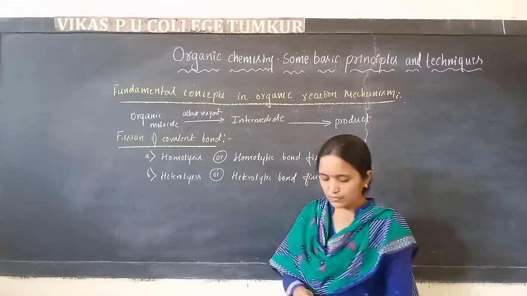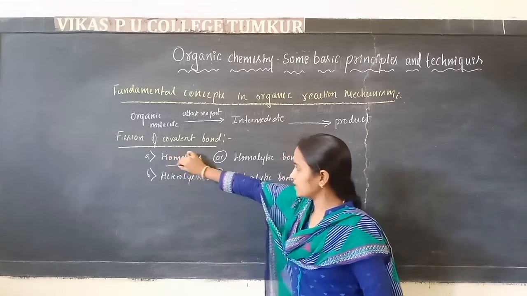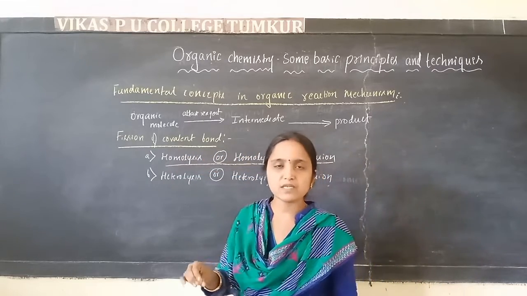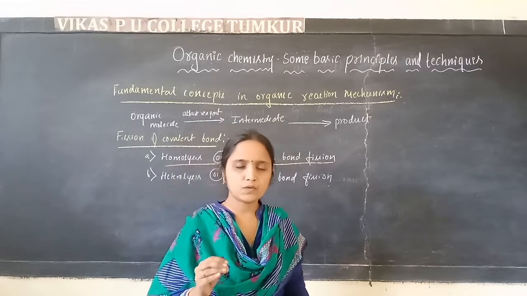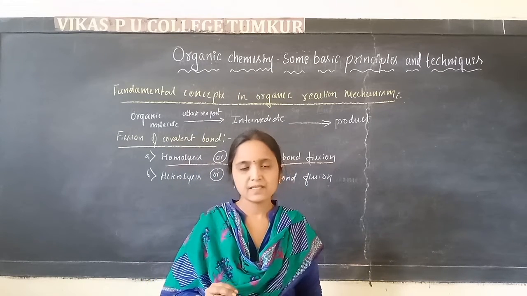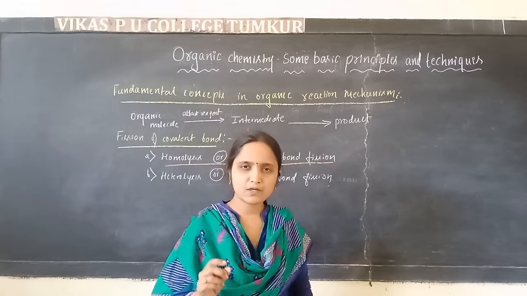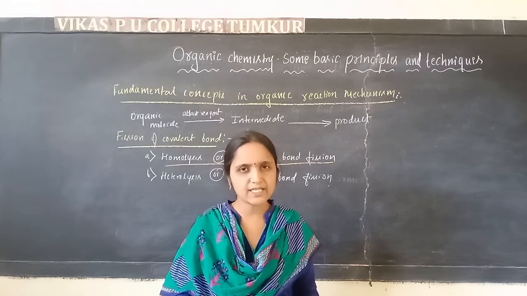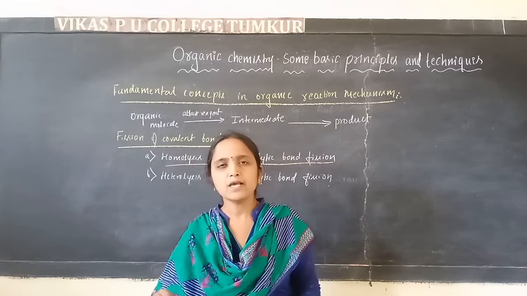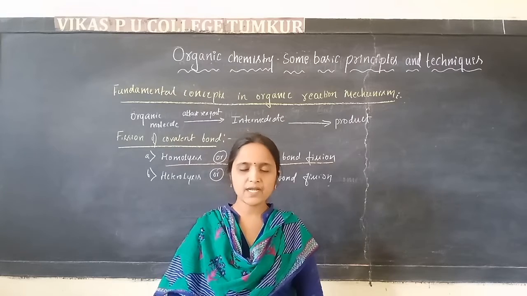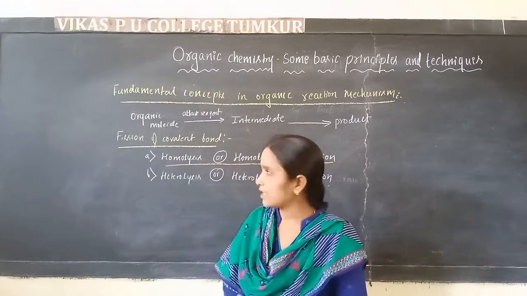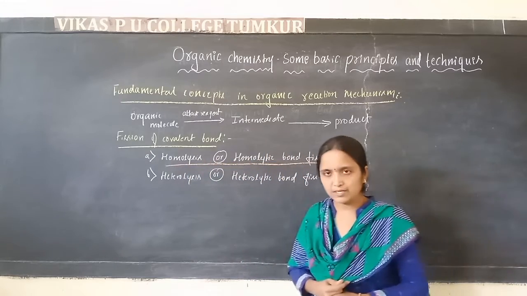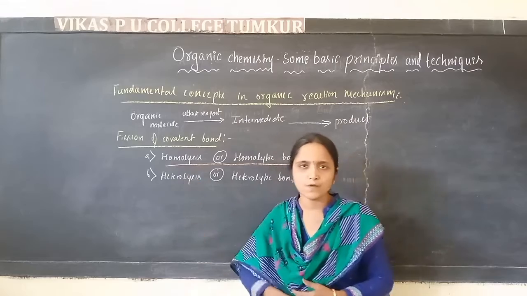First we are going to discuss homolysis. What is meant by homolysis or homolytic bond fission? Homolysis means that if the shared pair of electrons in a covalent bond is distributed equally to the bonded atoms, we call it homolytic bond fission, or the process homolysis.